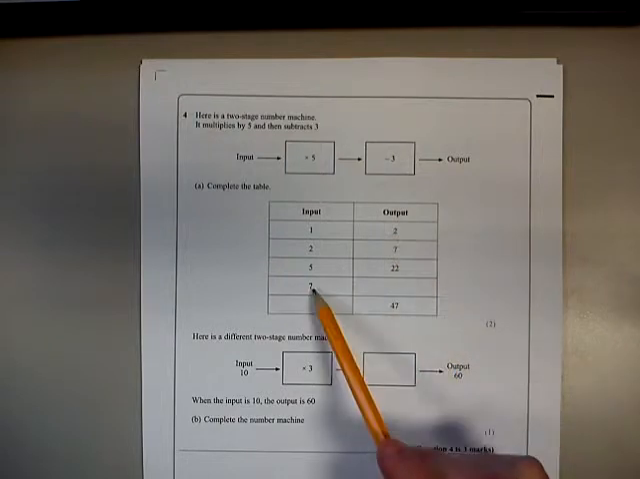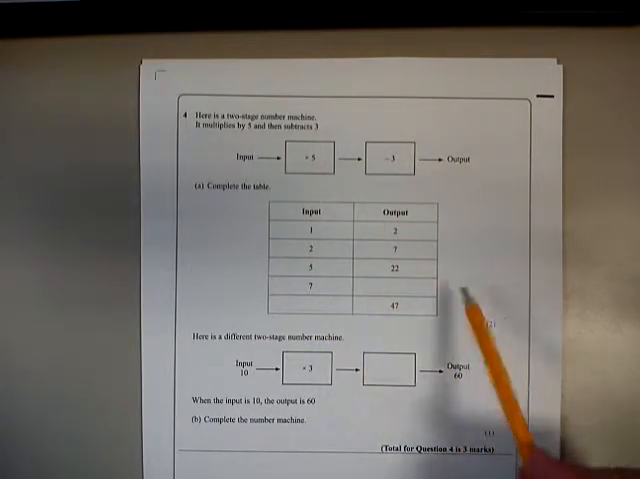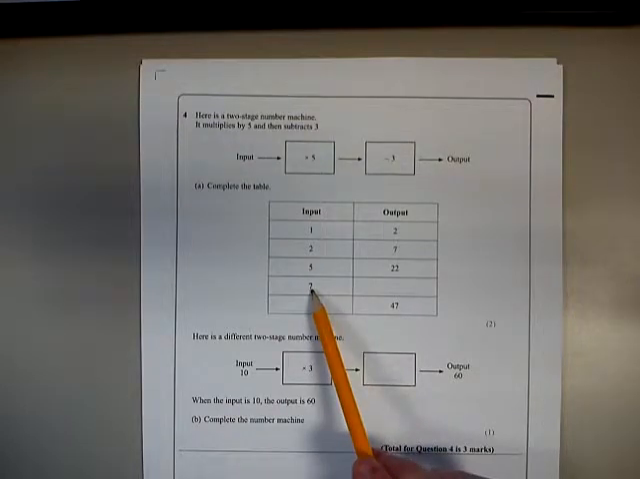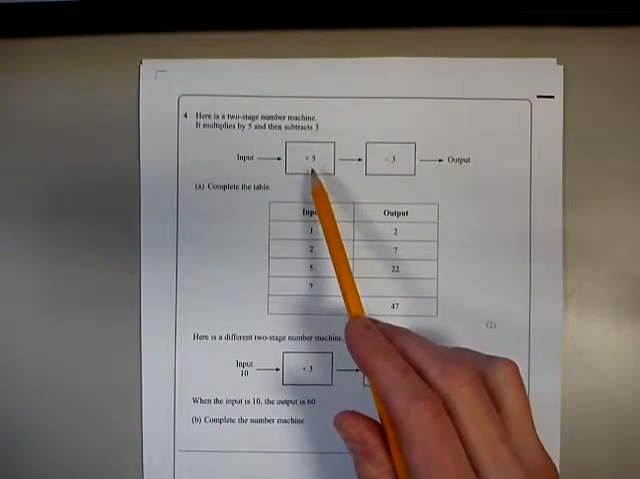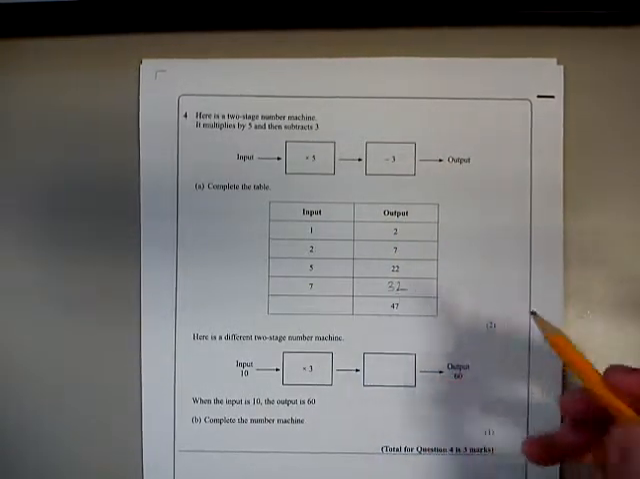What do you get out when you put 7 in? And then what do you have to put in to get 47 out? So this one first. Put 7 in and multiply it by 5 is 35. Take away 3 and the output is 32.